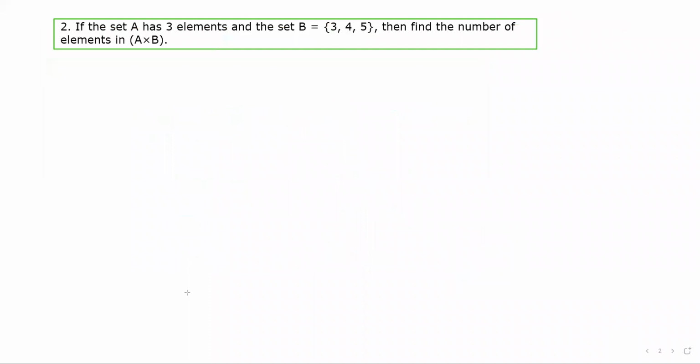Next, if the set A has 3 elements and set B has the elements 3, 4 and 5, then find the number of elements in A cross B. Now A cross B is the Cartesian product of sets A and B. Number of elements in A cross B equals number of elements in A multiplied by number of elements in B. It's given in the question that the number of elements in A is 3, and set B is given, which has 3 elements. So the number of elements in set B is also 3. 3 into 3 is 9. So the number of elements in A cross B will be equal to 9.